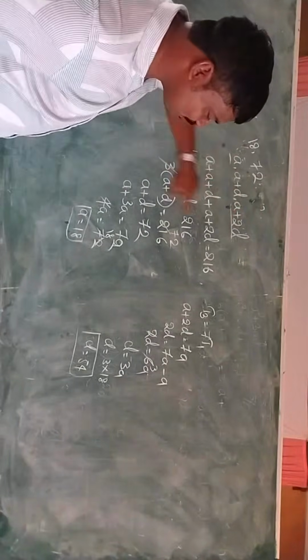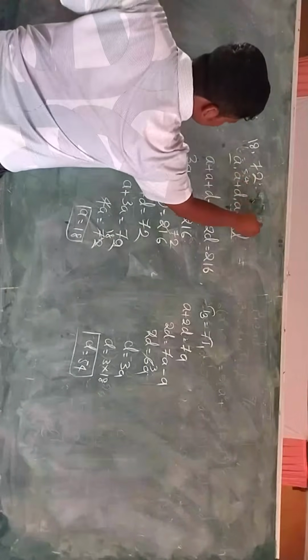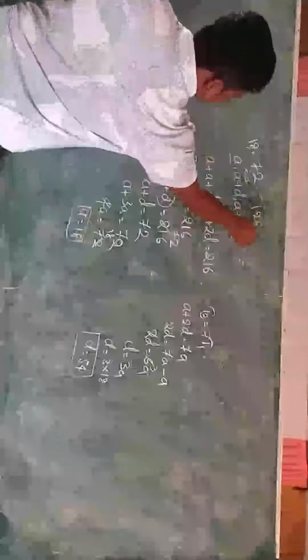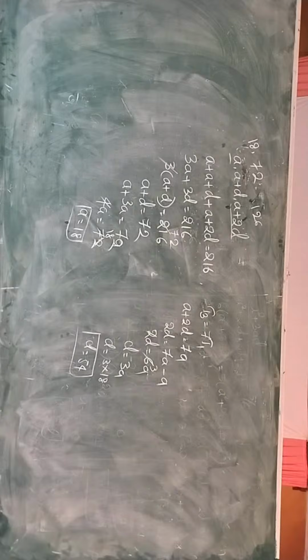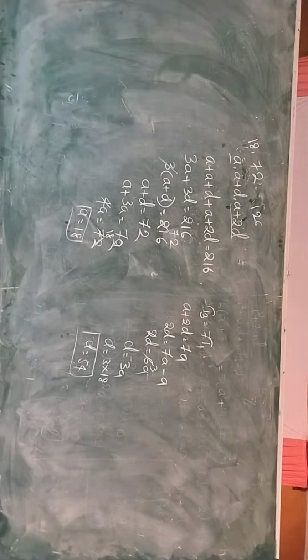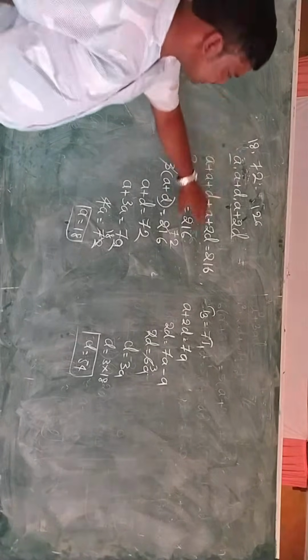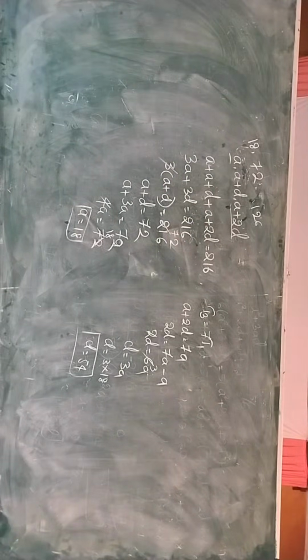Oh, sorry. 72 plus 54 I have to make. 72 plus 54 is 126. So the numbers are 18, 72, 126. If you add these three numbers, you will get 216. Correct? Okay. Yes, next question.